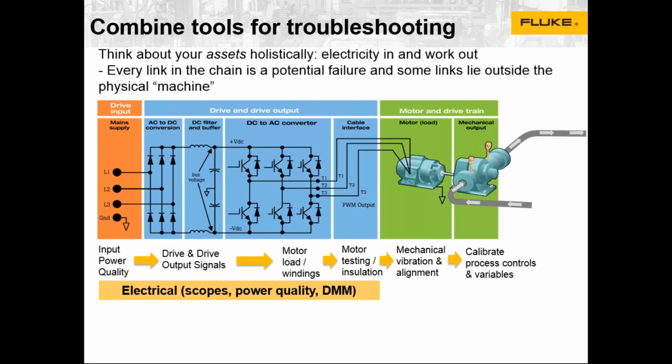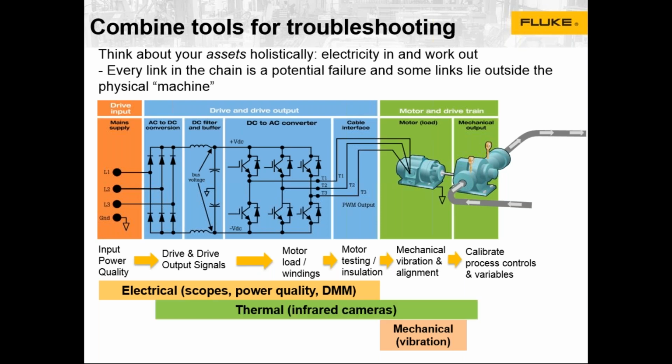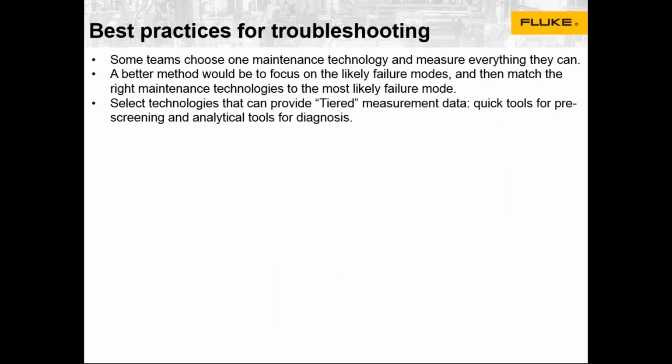So that means that we need to use different tools. We need to use electrical tools, scopes, power quality, digital multimeters on the electrical portion of this troubleshooting. We need to use mechanical tools for the rotating machinery. And then our infrared imagers can be used to help the electrical and the mechanical. And then finally, process tools to keep the flow going, to keep the pump pumping and that kind of stuff.